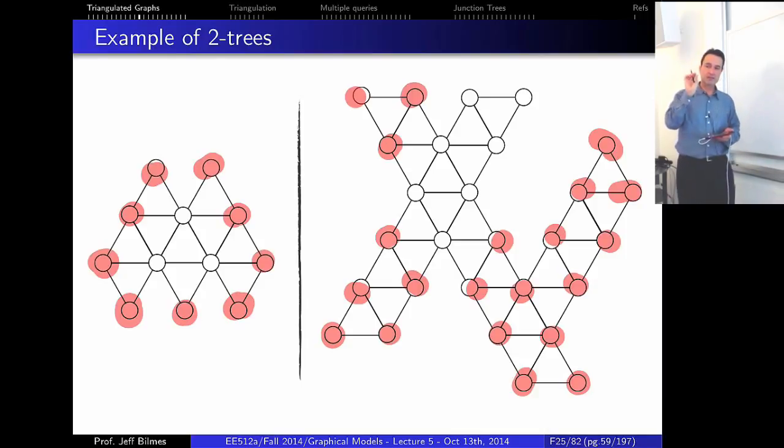Any complete set of 3 nodes is a 2 tree. And in that case, you can eliminate them in any order you want. It's always simplicial, because in any complete graph, all nodes are simplicial.